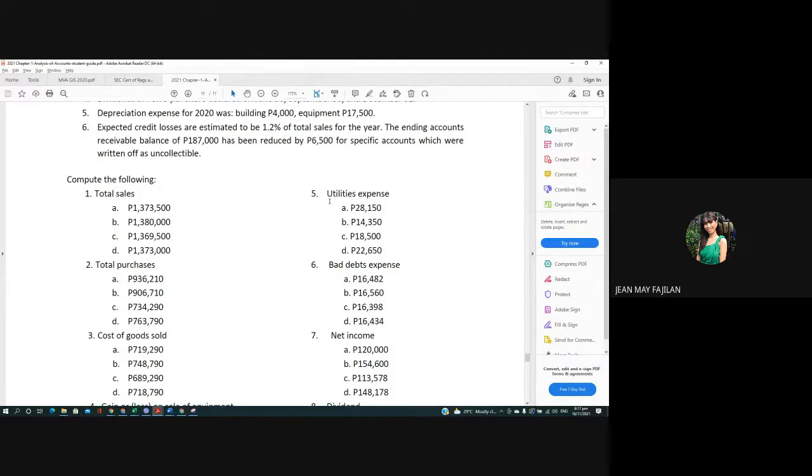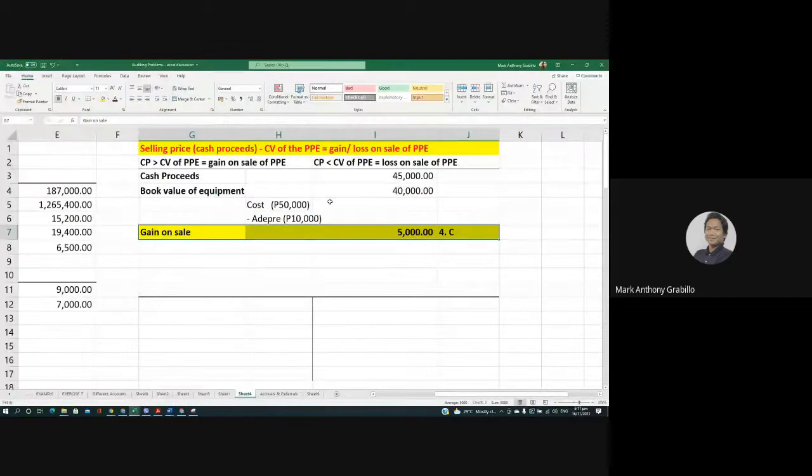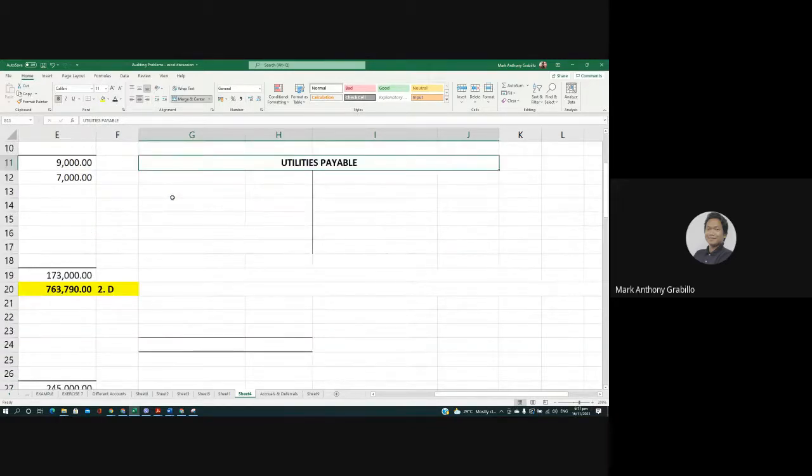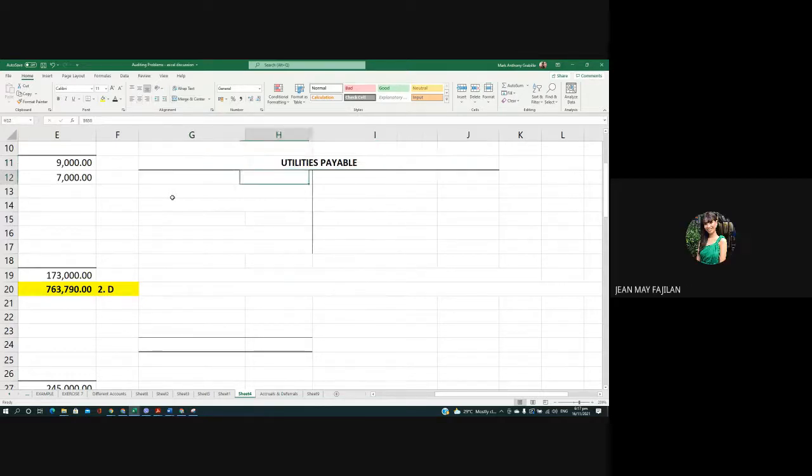Utilities payable. So, normally, utilities payable siya kapag wala namang prepaid utilities, no? So, utilities payable or accrued utilities. So, gawa tayo ng key account for utilities payable. Ano yung normal balance ng utilities payable? Debit or credit? Credit po. So, lagay natin ang beginning balance sa credit. Lagay naman natin ang ending balance sa debit.